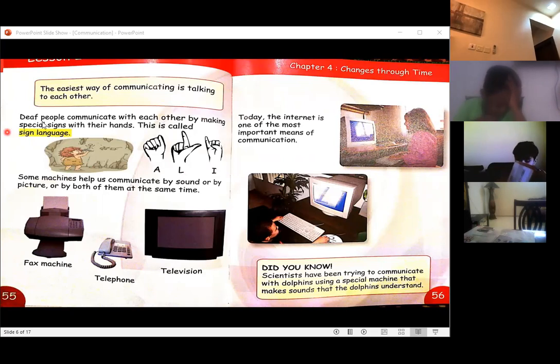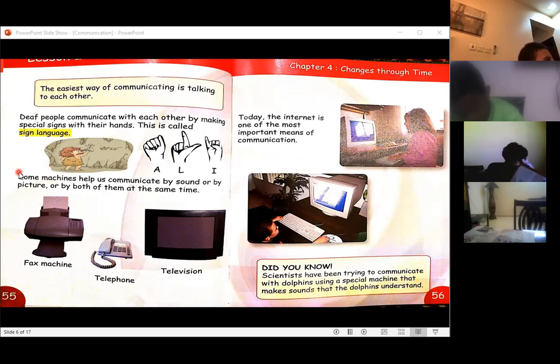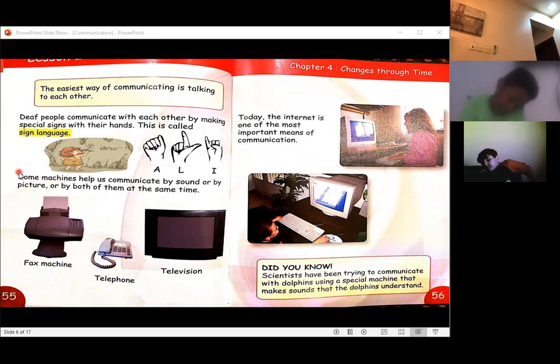Okay, deaf people. Now here, what is the meaning of deaf people? Let me explain what this word means. Deaf people, if you don't know, are the people who are not able to hear, who cannot hear or lack the power of hearing. How can these people talk? They use sign language. Deaf people communicate with each other by making special signs with their hands.